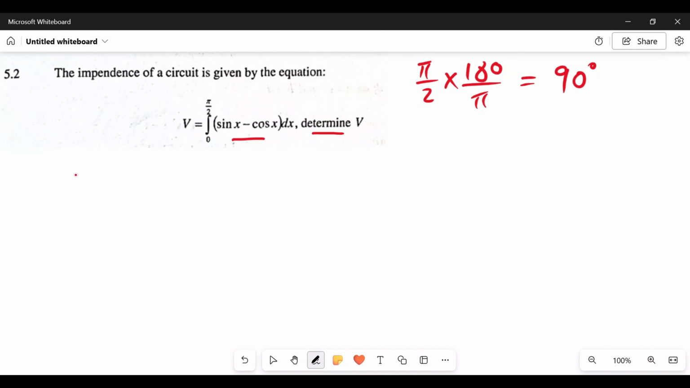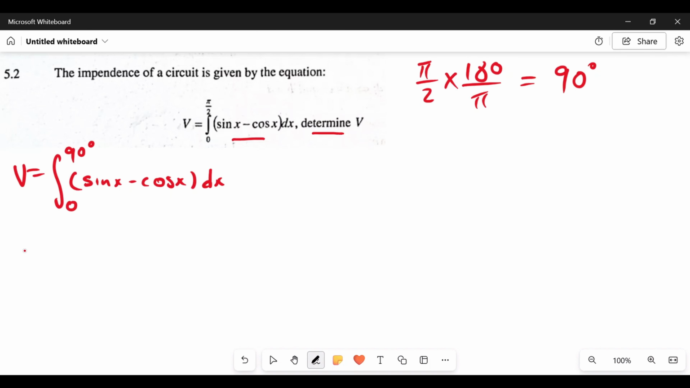So you have to rewrite the equation there. Remember, V is equal to sigma, our upper limit, which is going to be 90 degrees, our lower limit, which is 0, open bracket, sine x minus cos x dx. There we go. Just in case you don't know what's happening here, these are definite integrals. If you want to know about definite integrals, you can go to the playlist. I've made lots of videos on definite integrals.